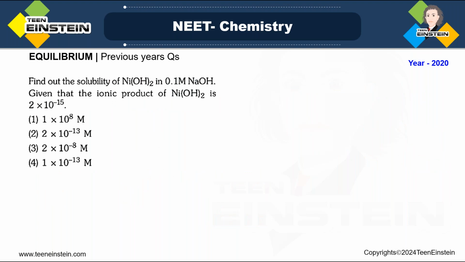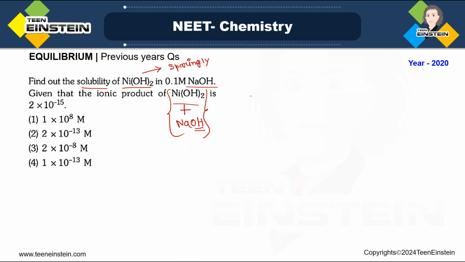Find out the solubility of nickel hydroxide in 0.1 molar NaOH. Nickel hydroxide solubility, that means it is not very soluble, it is sparingly soluble. And when you have taken NaOH, which is having some common ion, right? Now the ionic product of this nickel hydroxide is given. But when you are having the mixture of these two, because of the presence of the common ion, the solubility will decrease according to the equilibrium.